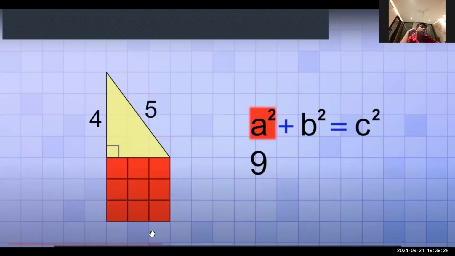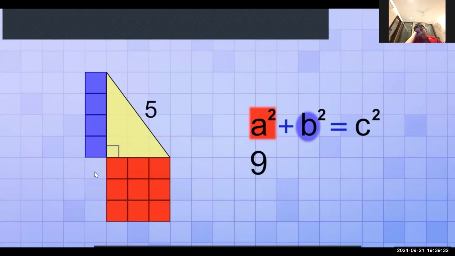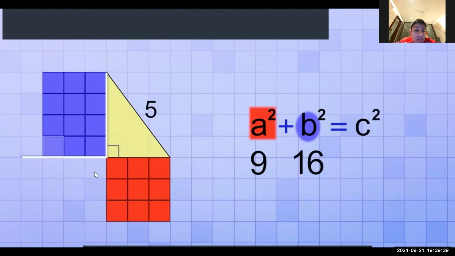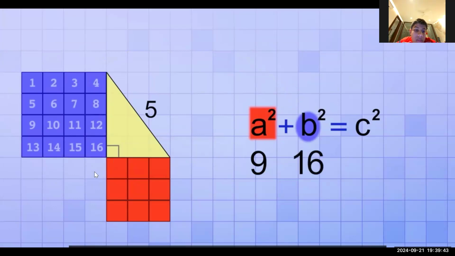Next, let's look at the side that's 4 units long, which we'll call side B. Squaring 4 means multiplying 4 times 4, which is 16. Again, the geometric equivalent of that is a literal square that is 4 units on each side and covers a total area of 16 units. So this blue area represents B squared in the Pythagorean theorem.